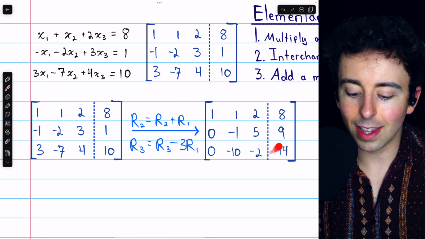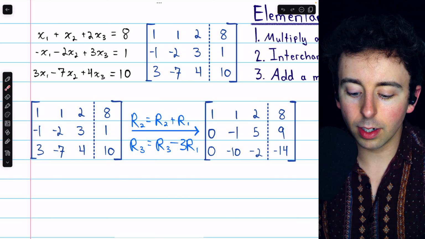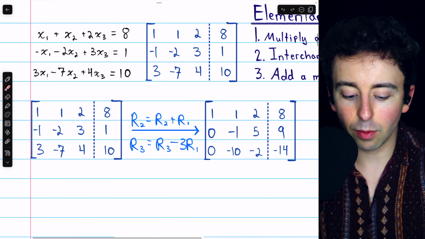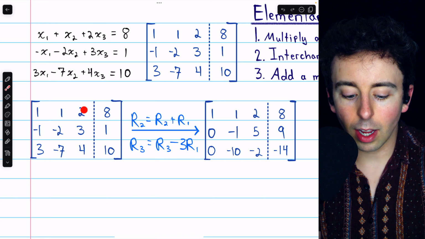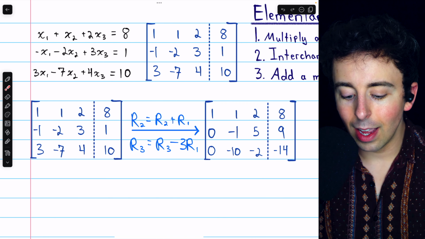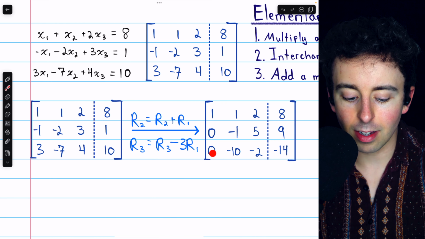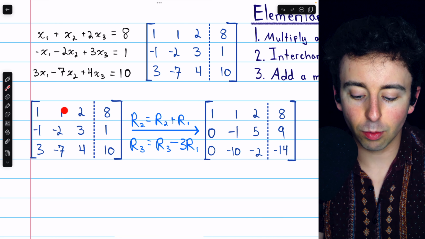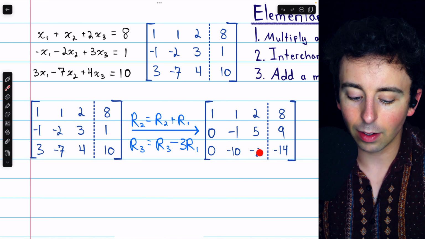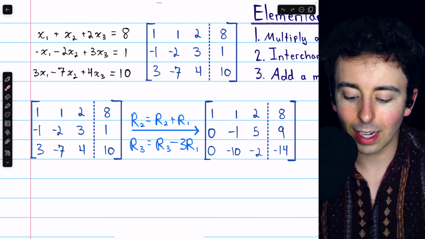And we see that in this resulting matrix. -1 plus 1 times 1 is 0. -2 plus 1 times 1 is -1. And 3 plus 1 times 2 is 5. 1 plus 1 times 8 is 9. As for row 3, 3 minus 3 times 1 is 0. -7 minus 3 times 1 is -10. 4 minus 3 times 2 is -2. And 10 minus 3 times 8 is -14.